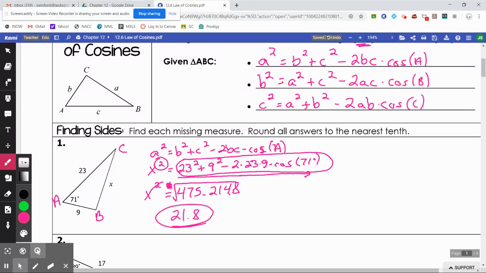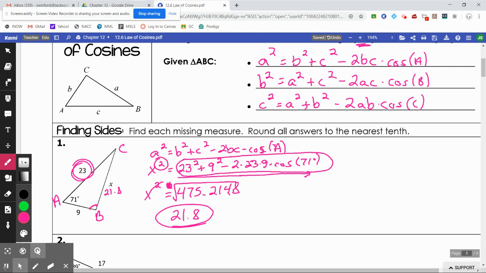And you can check that. If this is 9 and 23, notice that if this is drawn to scale, that seems about right because it looks like this is the biggest angle, so therefore that should be across from the largest side. 71 degrees, that's a pretty good size angle.